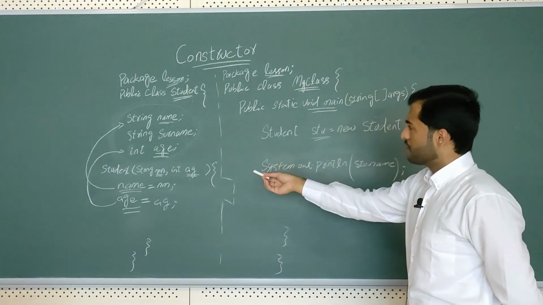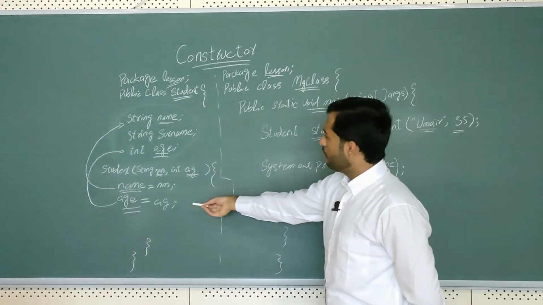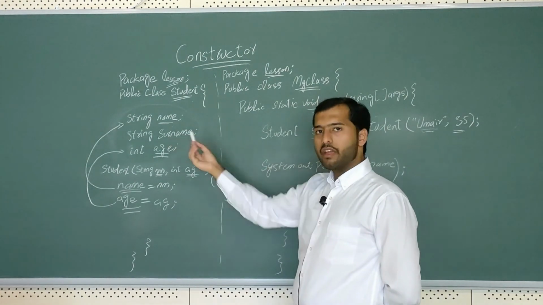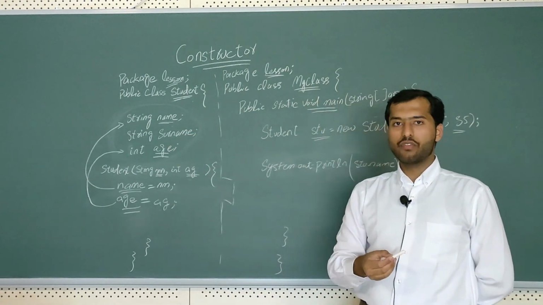So for example, with this constructor, you have passed the values, and you are initializing those values here. So that is an easy way of using the constructor.